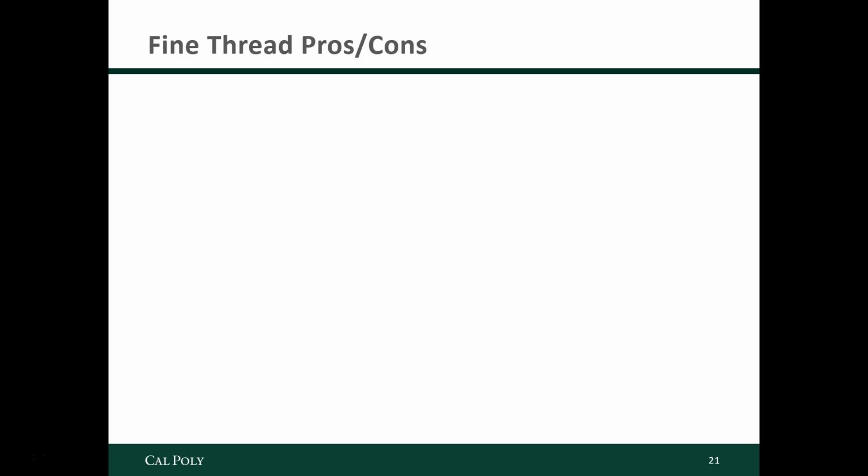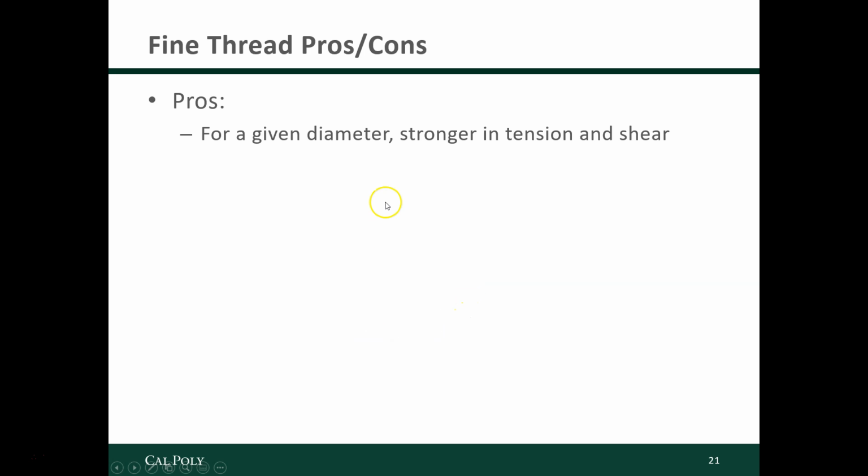Well, if the major diameter is the same, but it has smaller threads, so it has a larger root diameter, then the tensile stress area is going to be bigger and it's going to be stronger in tension and in shear. Also, if you're screwing it, turning it, sometimes you want to be very precise about how much force you're clamping two things together with, or maybe you're using the screw as a set screw, turning it to set some distance between two parts. You get finer adjustments with a fine thread.